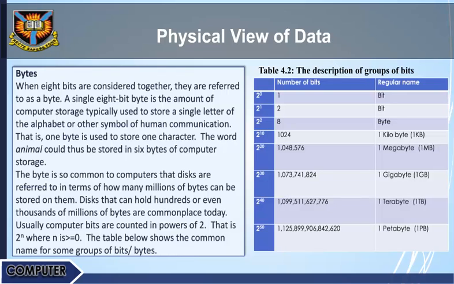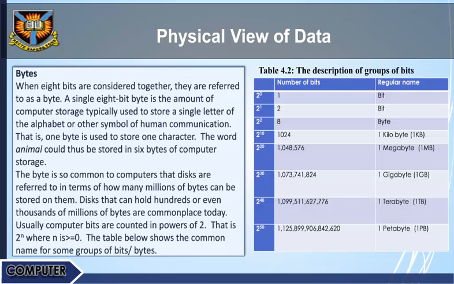A single 8-bit byte is the amount of computer storage typically used to store a single letter of the alphabet or other symbol of human communication. That is, 1 byte is used to store 1 character. The word animal could thus be stored in 6 bytes of computer storage. The byte is so common to computers that disks are referred to in terms of how many millions of bytes can be stored on them. Disks that can hold hundreds or even thousands of millions of bytes are commonplace today.